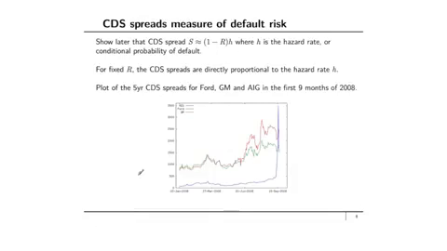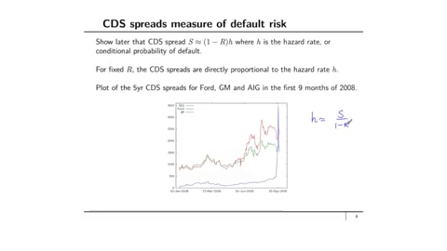Later on, in the next module, I'm going to show you that the CDS spread, S, is approximately (1 minus R) times H, where R is the recovery rate and H is the hazard rate. So for a fixed value of R, the CDS spreads are directly proportional to the hazard rate H. And the hazard rate is the conditional probability of default. So you end up getting that the conditional probability of default is approximately equal to S divided by (1 minus R). And therefore, CDS spreads end up giving you a very good handle on the probability that a particular company or a particular country or a sovereign is going to default in the next period.